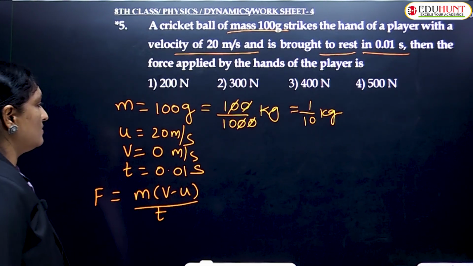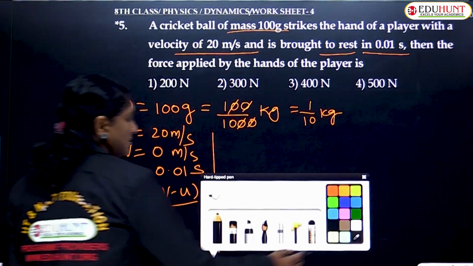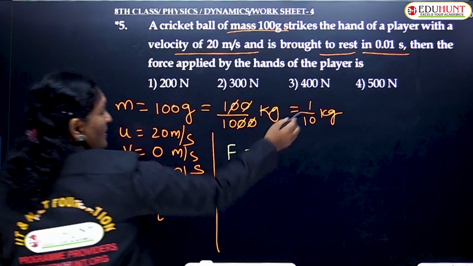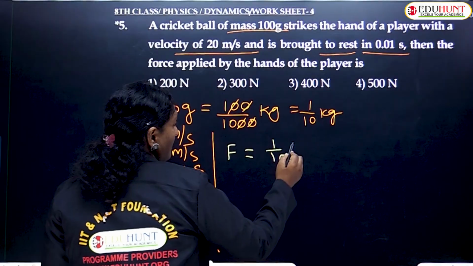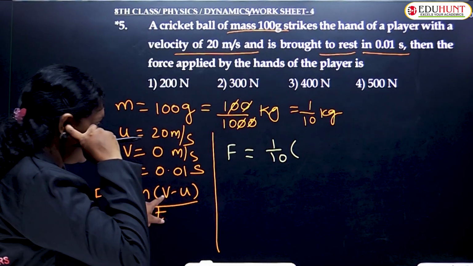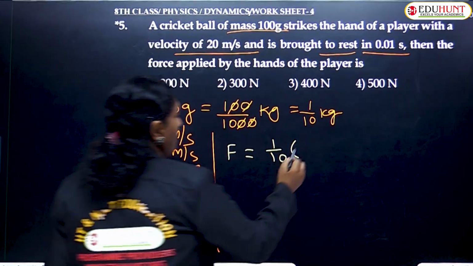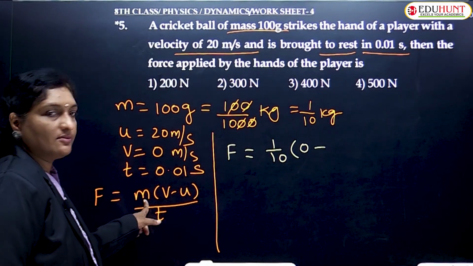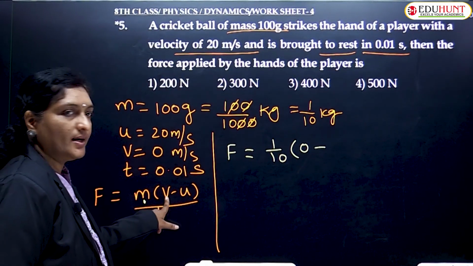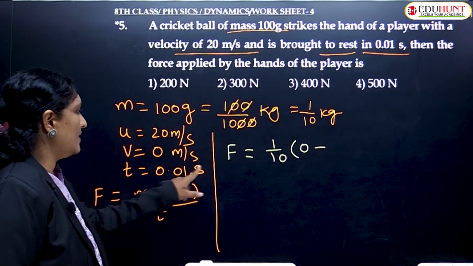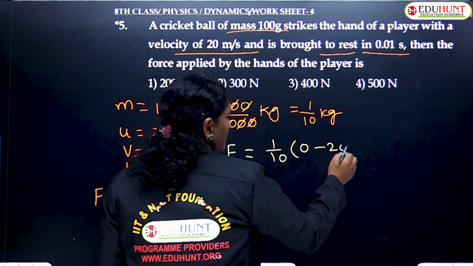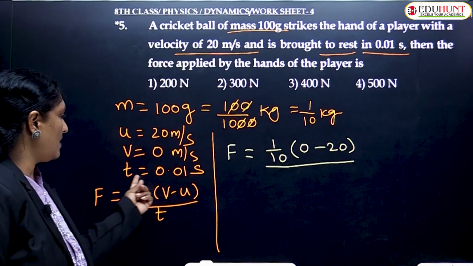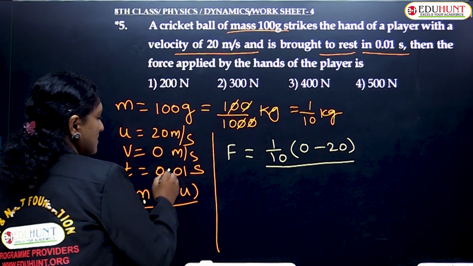So you are asked to find out the force. Going ahead, F is equal to, instead of mass, how much should I replace? 1 by 10 into (v minus u). What is the value of v, children? 0 minus u. I substituted m as 1 by 10, v as 0, u as 20, all divided by time. How much is the value of t, children?